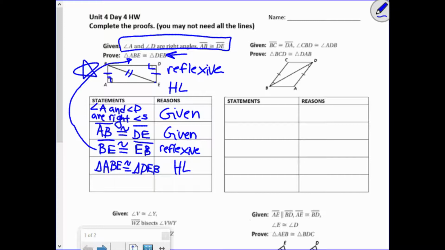Alright, so let's look at the second one. For this one, they've also put the markings in for us already for the given. They said that BC was congruent to DA, and then they said that angle CBD was congruent to angle ADB. Okay, so they have that information already. So let's go ahead and add that into our proof.